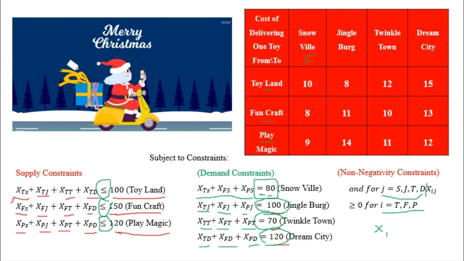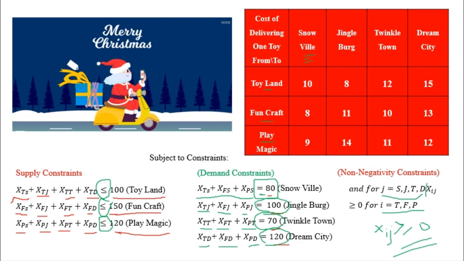X i j should be greater than or equal to 0. Okay, I think this xij and greater than or equal to 0 are having space issues, so it has come below. But yeah, this is your non-negativity condition, where the i parameter will take the value of those three different workshops, that is T, F, P, and j will have the value of either S or J or T or D. Okay, so these are the three main elements of your constraints: supply constraint, demand constraint, and non-negativity constraints.